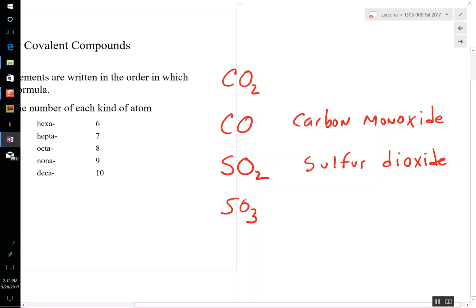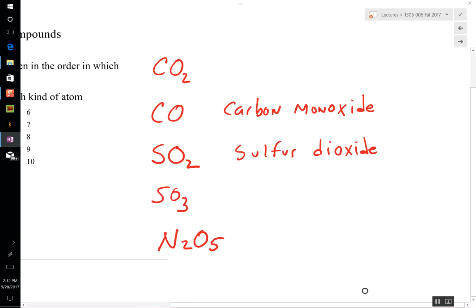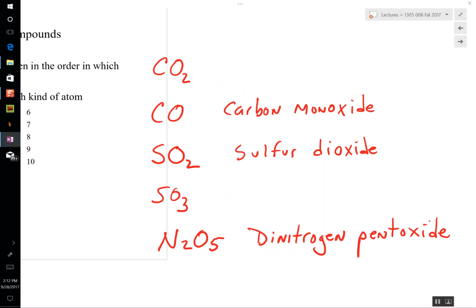So carbon monoxide, carbon dioxide, sulfur trioxide. Now, if we get into an example like N2O5, we are going to say how many nitrogens and how many oxygens. So it's going to be dinitrogen. What's the prefix for 5? Pent. Penta, but we'll say pentoxide. Since there's an A and an O, we would drop the A and call it pentoxide. Dinitrogen pentoxide.